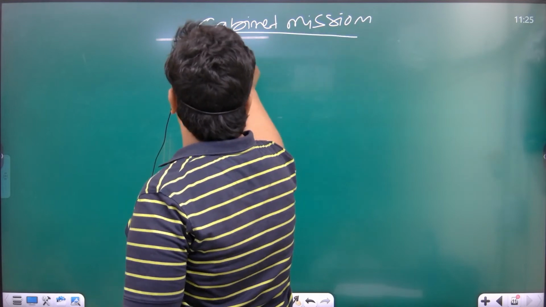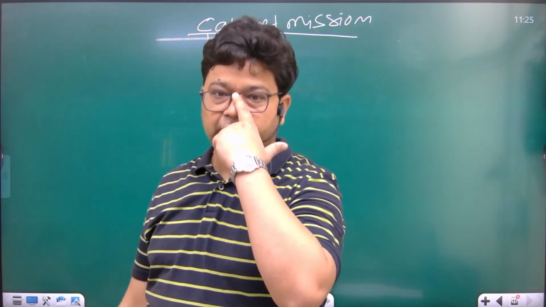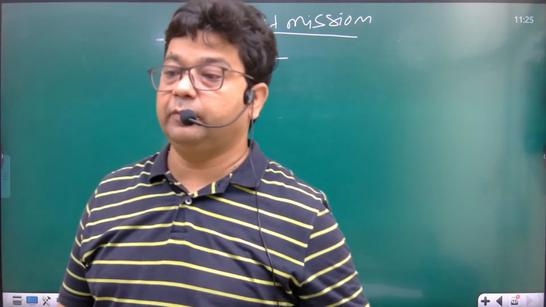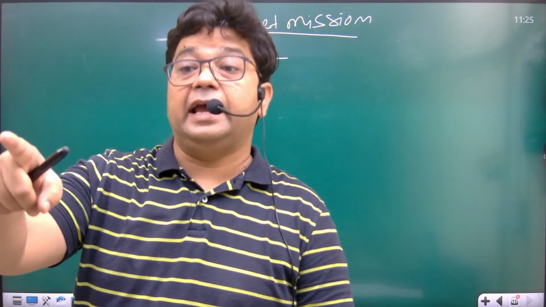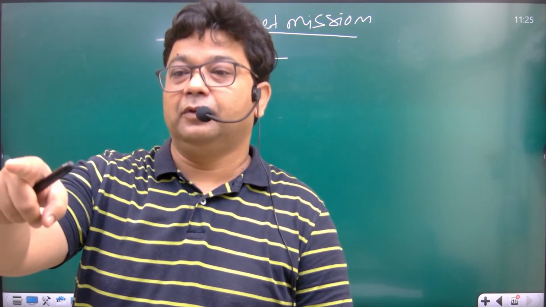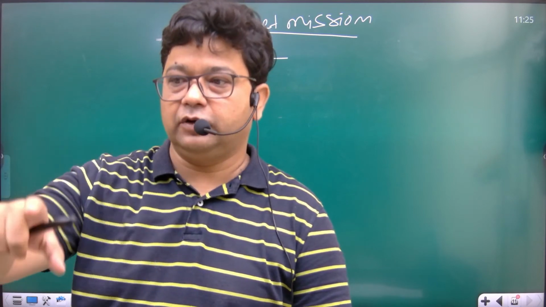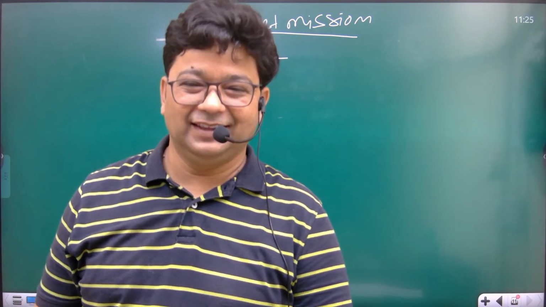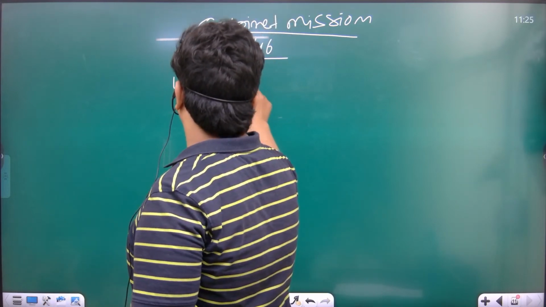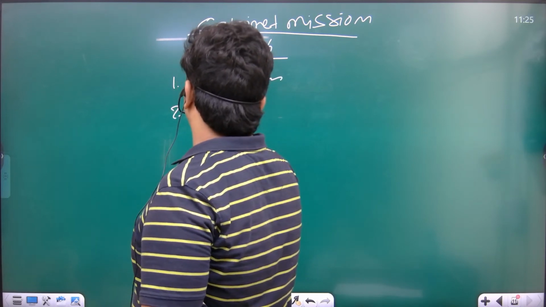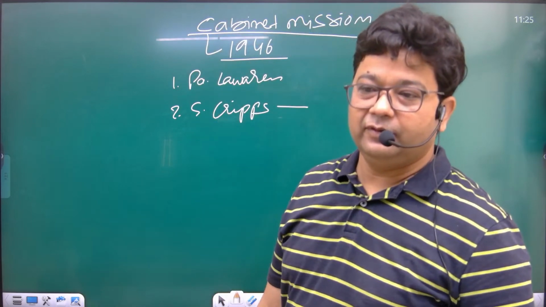Cabinet Mission, and it came in 1946. Who are the members? How many members are there? Who are the members? Name them one by one. So first is Patrick Lawrence, second is Stafford Cripps, and Stafford Cripps is a Lord of the House.